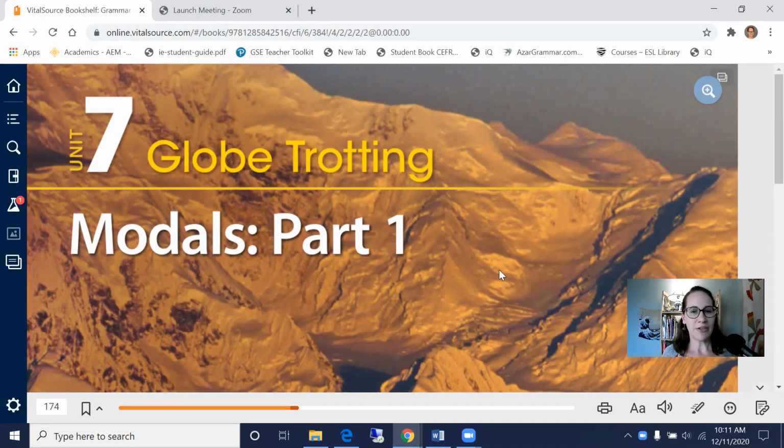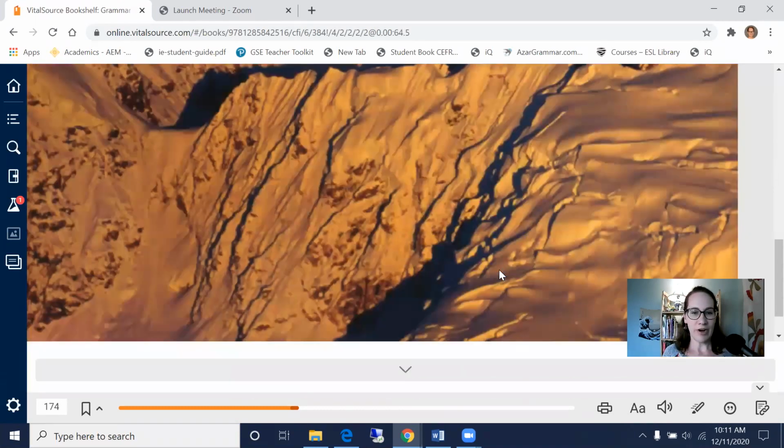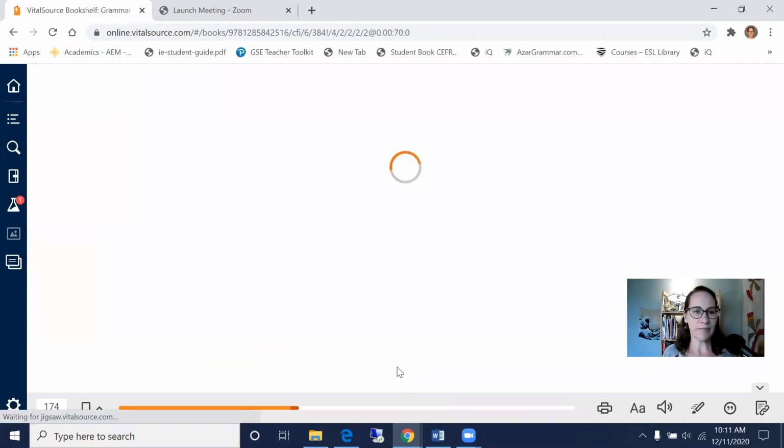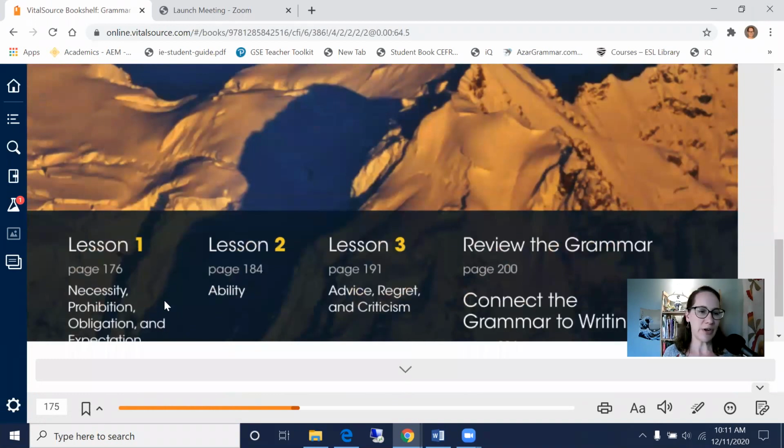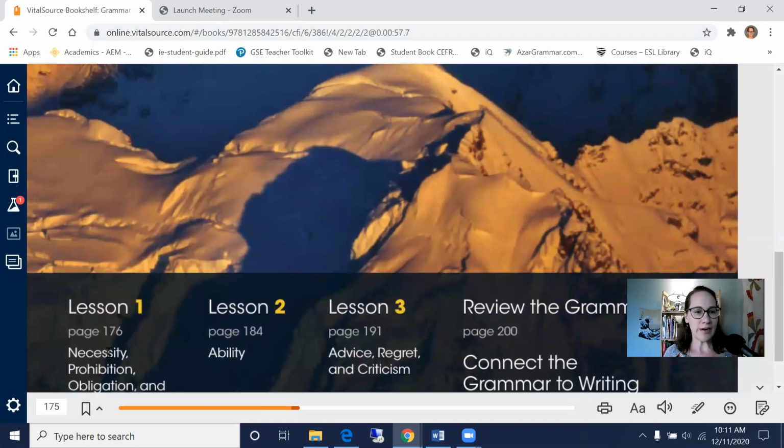We are talking about globetrotting, and modals are the grammar focus for this unit. There are 3 lessons in this unit, and I just wanted to show you here at the bottom of page 175 that lesson 1, lesson 2, and lesson 3 are all talking about modals, but the different ways that we use modals. I will explain more what modals are on the next page, but we're talking about necessity or prohibition, things that you can't do, or obligation.